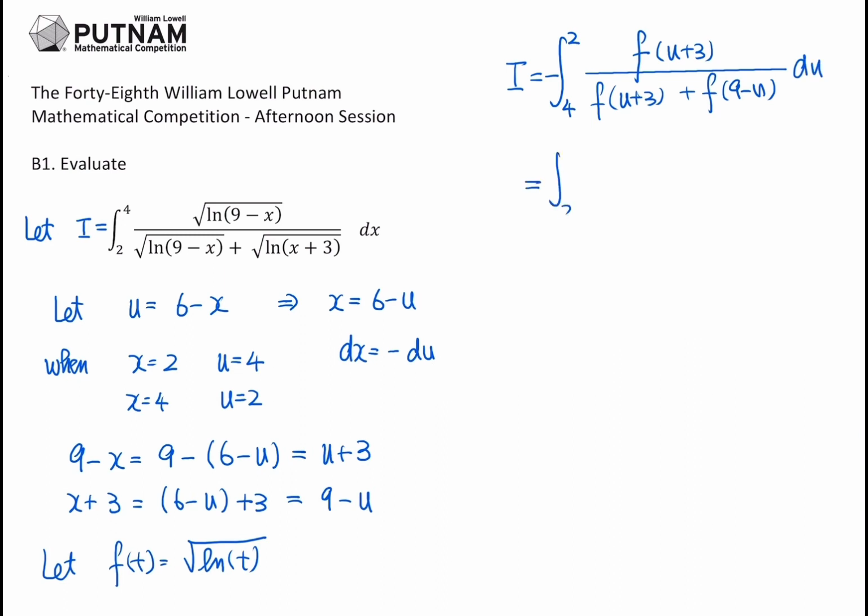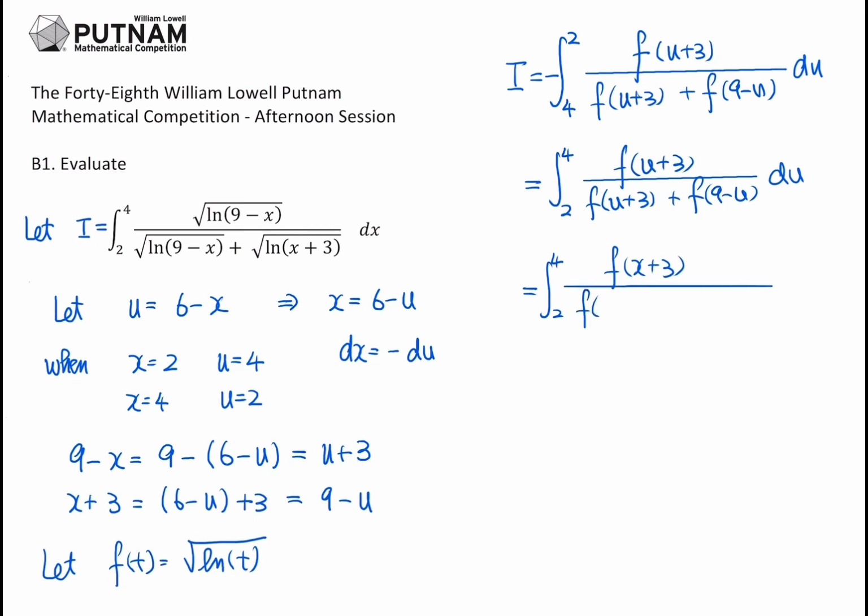Now we can get rid of the negative sign by swapping the lower limit and the upper limit. Everything else remains the same. Since u is just a dummy variable within the integration, we can replace it with any letter. In fact, I'm going to replace it back to x. So now we have the integral of f of x plus 3 divided by f of x plus 3 plus f of 9 minus x. And this is our integral I.